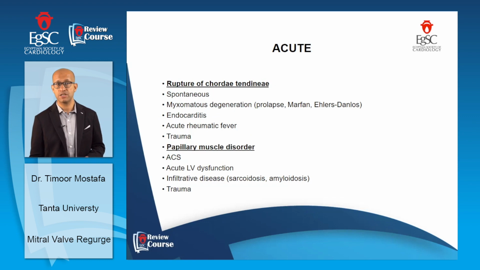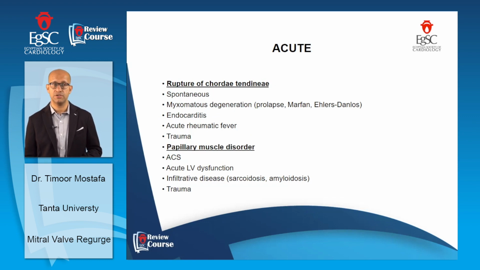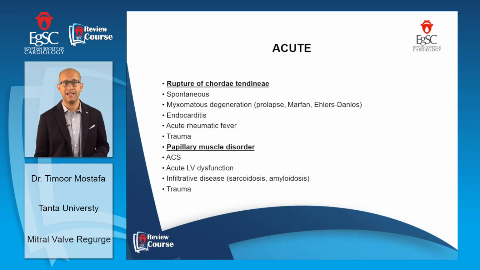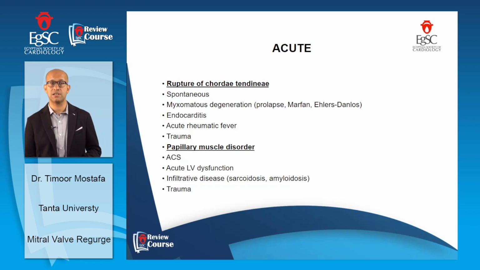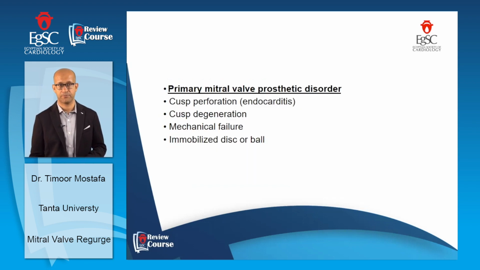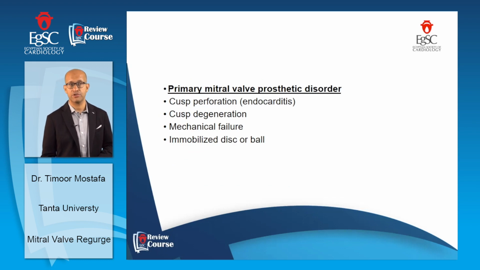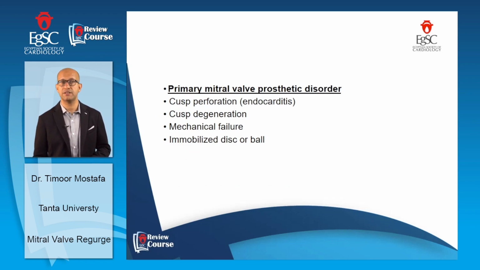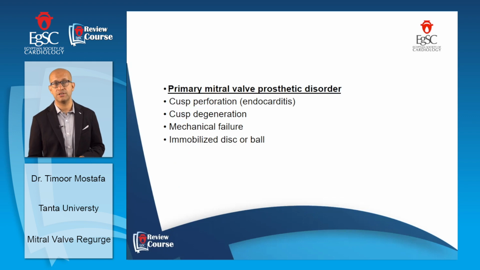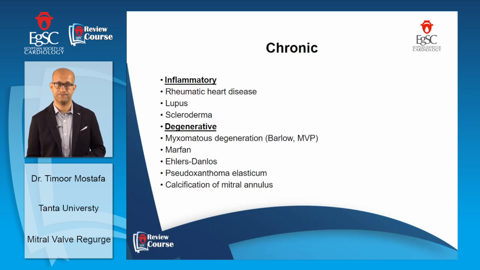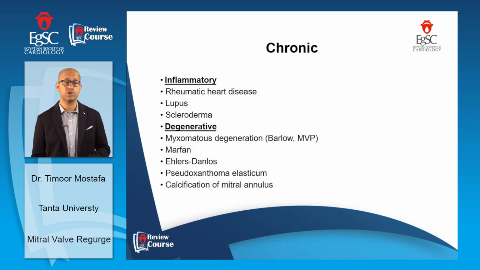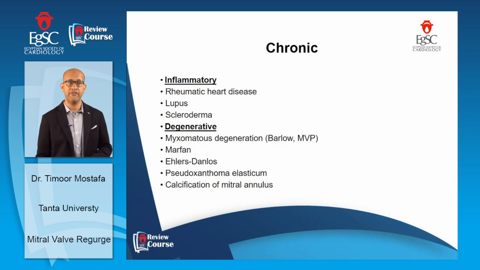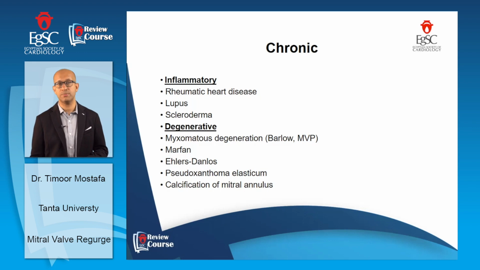Also, papillary muscle disorder can cause acute mitral regurgitation due to acute coronary syndromes, acute left ventricular dysfunction, infiltrative diseases like sarcoidosis and amyloidosis, and trauma. The last cause for primary affection is mitral valve prosthetic disorders like cusp perforation, degeneration, mechanical failure, and immobilized disc or ball.